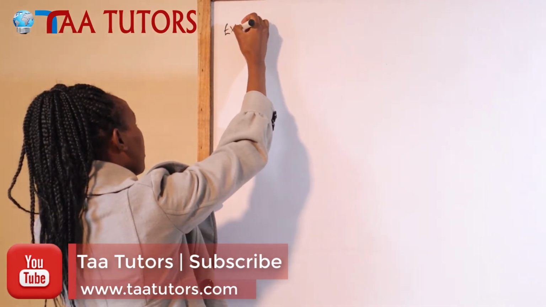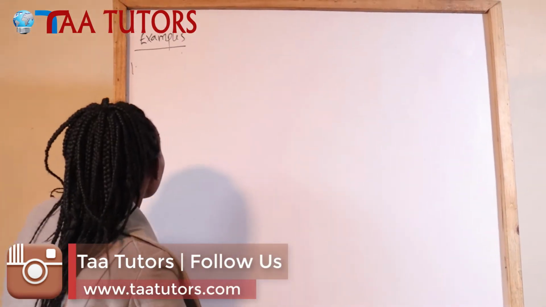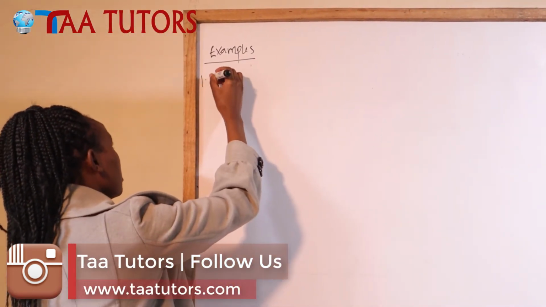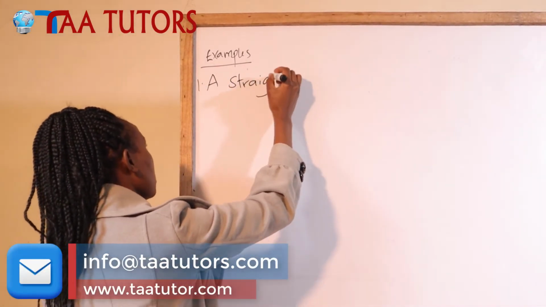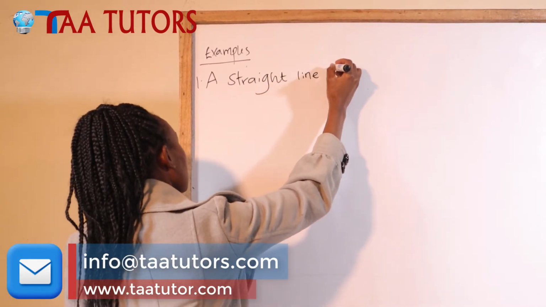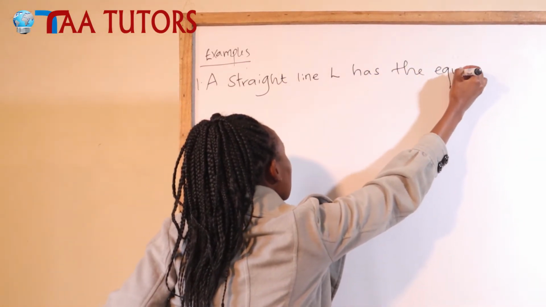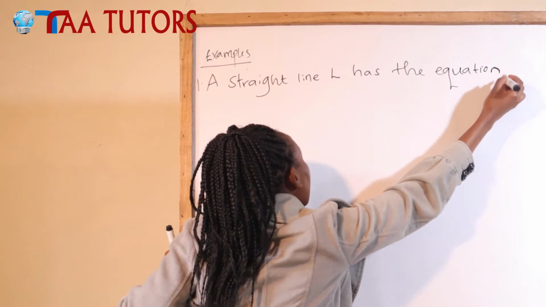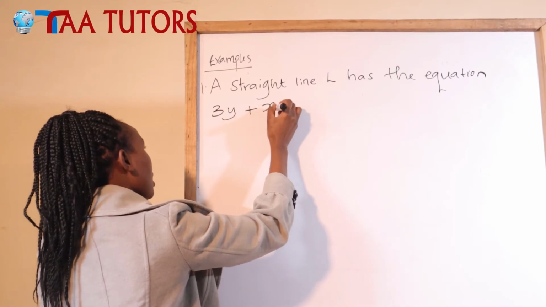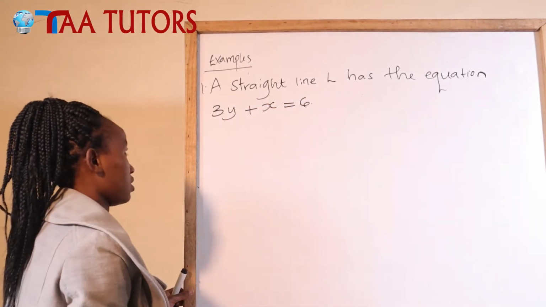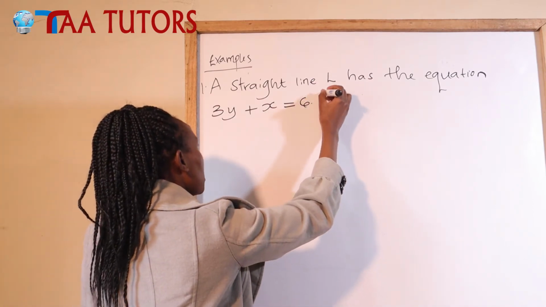So, a first example. I'm going to look at two examples. The first example: a straight line L has the equation 3y plus x equals 6.